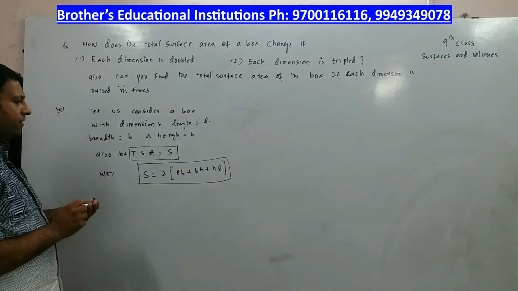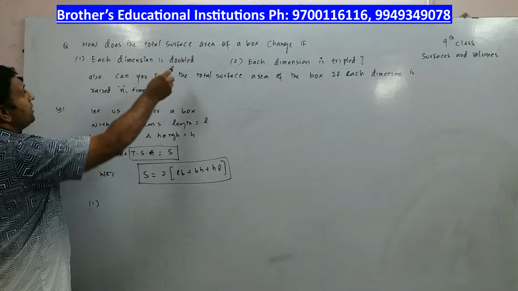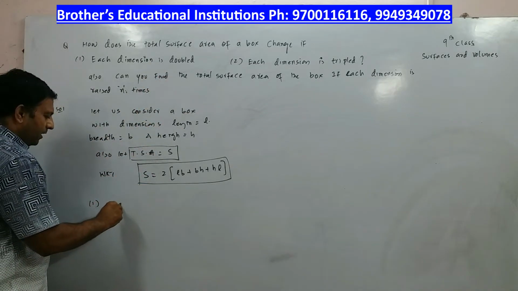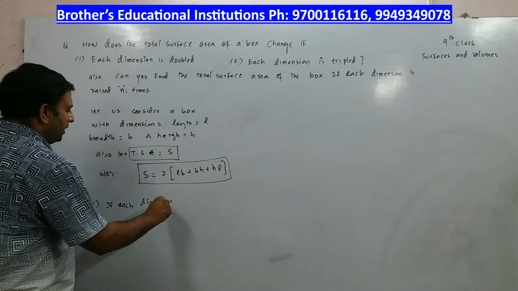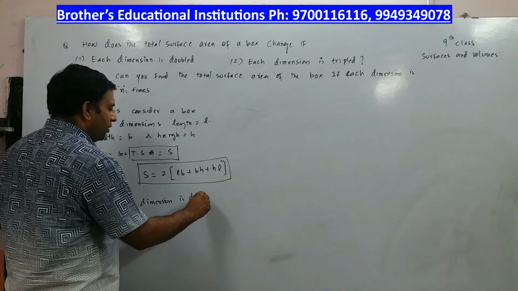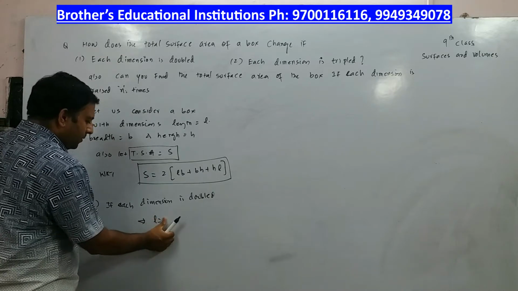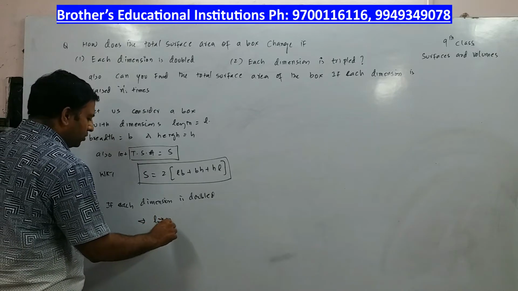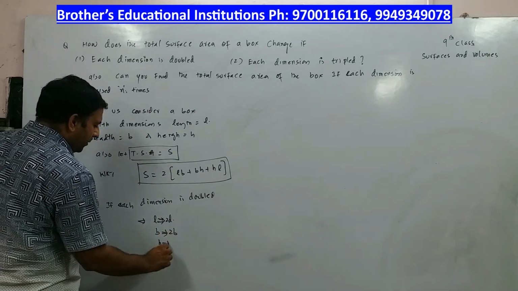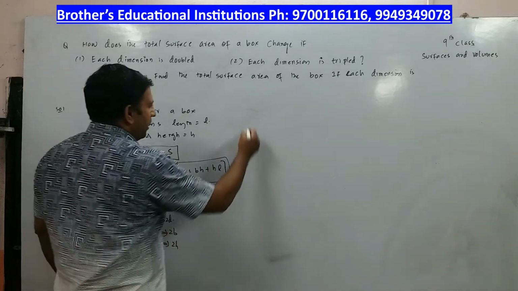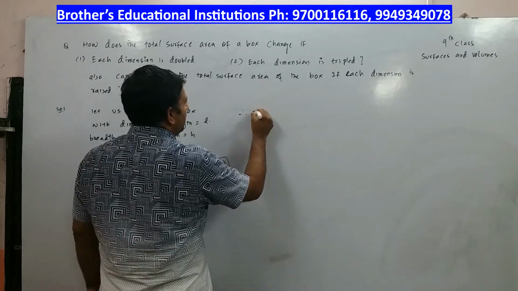Now, let us try to handle the first bit. What is the first bit? First bit says, if each dimension is doubled. Now, if each dimension is doubled, what does it mean? That length is becoming 2L, breadth is becoming 2B, and height is becoming 2H. Therefore, what will be the total surface area?